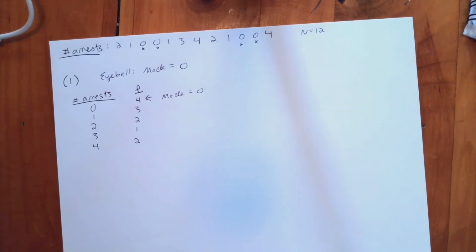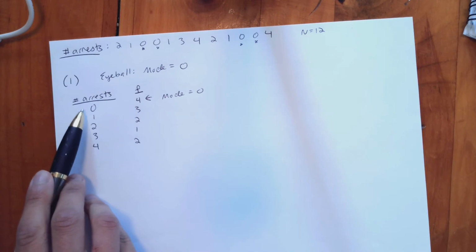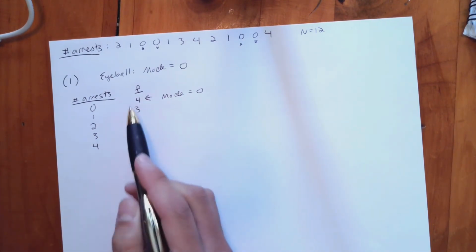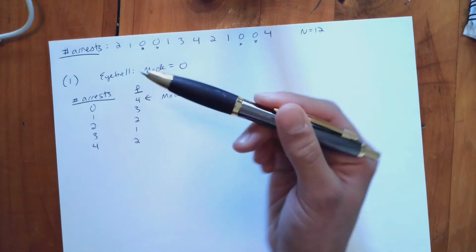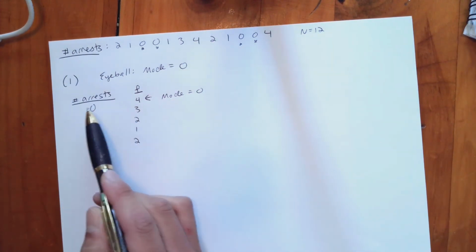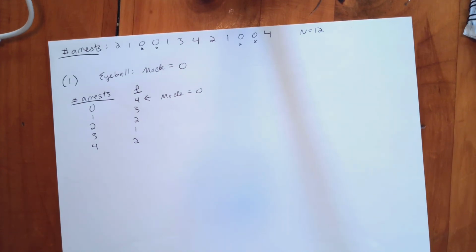And something quick to note here that trips people up every once in a while. The mode is 0 because 0 is the observation that appears most frequently. The mode is not 4. This number 4 here just tells you that among all these frequencies we have, this is our biggest one, so the observation attached to our biggest frequency is going to be the mode. But the frequency itself is not the mode. So mode is equal to 0, not 4 here.